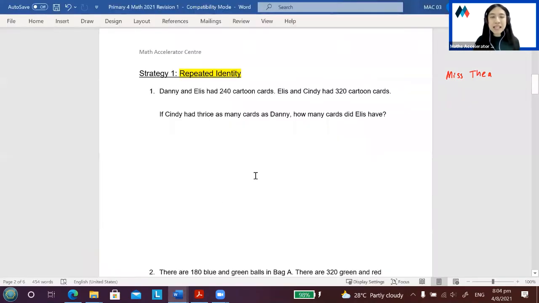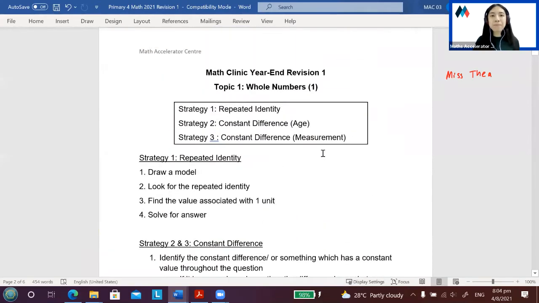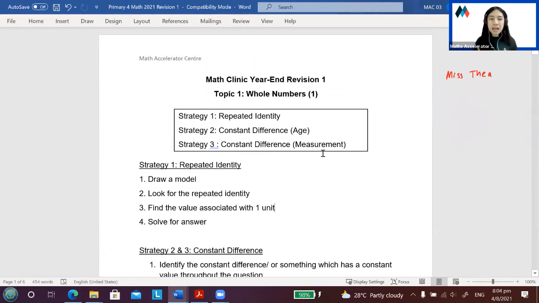So let's go through our question paper. Like I said, first of all, what we are doing is repeated identity. So what do you do with repeated identity? First, you want to draw a model. After you draw a model, you want to look for the repeated identity. Then other than the repeated identity, you'll usually have some things which you can split into units. So you find the value associated with 1 unit. After that, you solve for the answer. It's easy for me to say this, but what does it mean in terms of an actual question? To demonstrate, let me go through a question now.